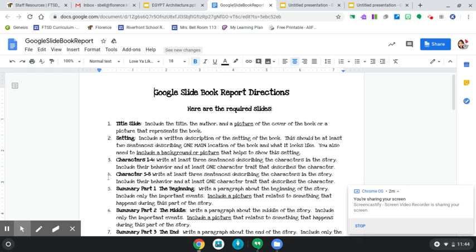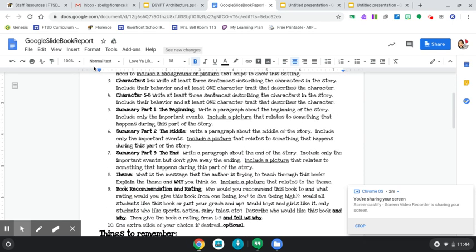Slide 4 is characters 5 through 8. Write at least 3 sentences describing the characters in the story and include their behavior and at least 1 character trait that describes the character. Okay, slides 5 through 7, and this will all be next week. We're just reviewing right now.